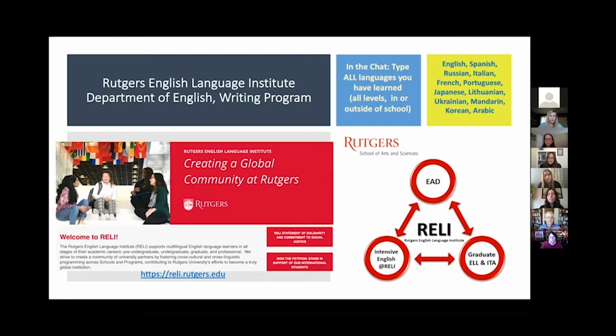So before we begin, in the chat function, if you haven't done so already, as you can see in the little boxes at the top of the slide, I would like you all to type the languages that you have learned, that you speak, that you have learned formally, informally, at home, in academic contexts, all levels of proficiencies. And in the yellow box, that's the representation of our linguistic proficiencies in the RELI leadership.